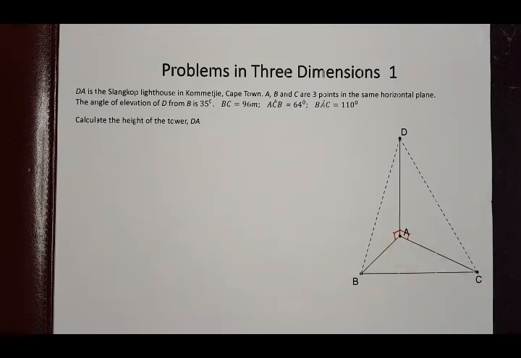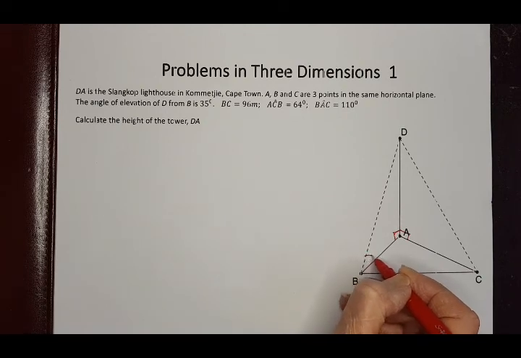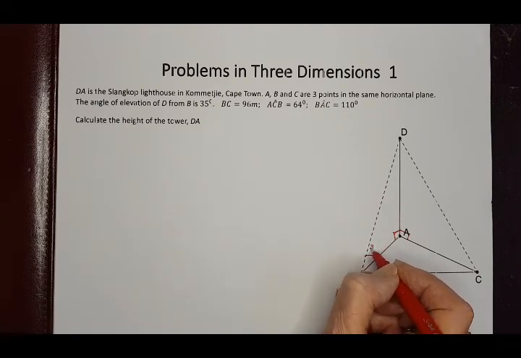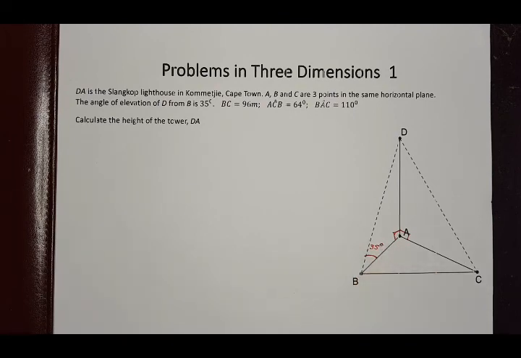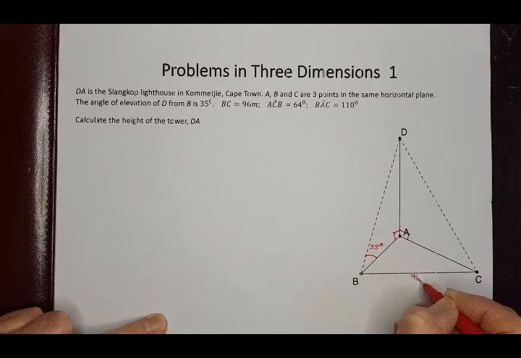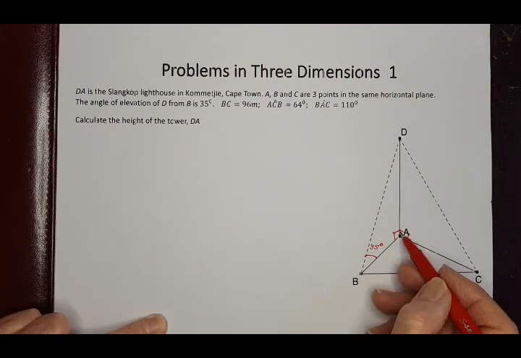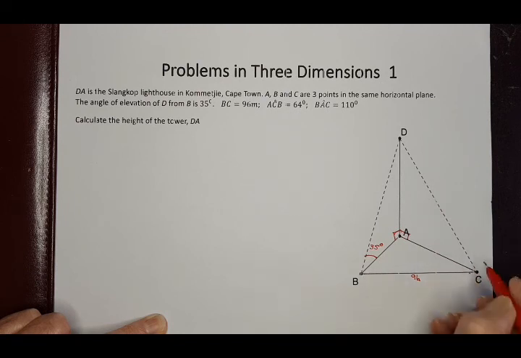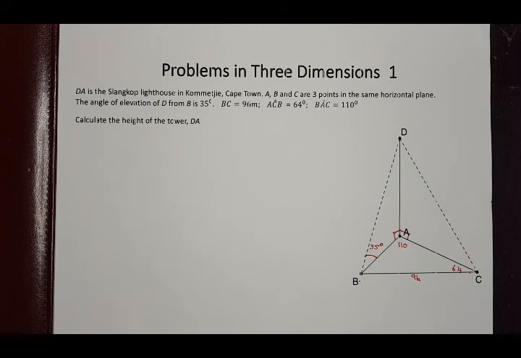All right. Now we are told the angle of elevation of D from B. That's that angle over there, and it is 35 degrees. We are given that BC is equal to 96, that angle ACB is 64, and that angle BAC is equal to 110. And the question is, what is DA?